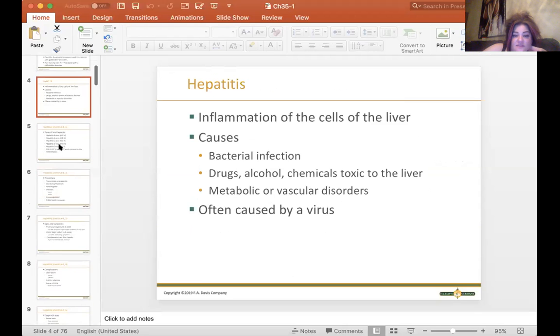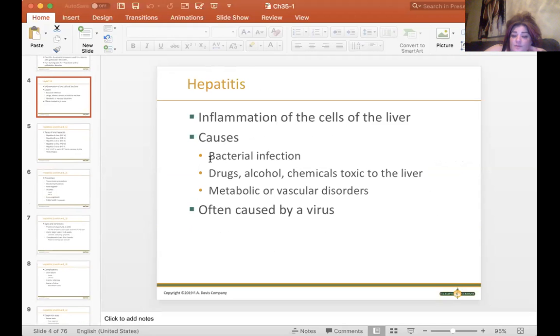Same thing. There's several slides. So hepatitis, of course, itis is inflammation. Hep is your liver. So this is going to be inflammation of your liver. There's many, many different reasons why this can happen. Of course, I'm going to go right to this. A lot of it has to do with drugs and alcohol. That is one of the major causes of hepatitis.